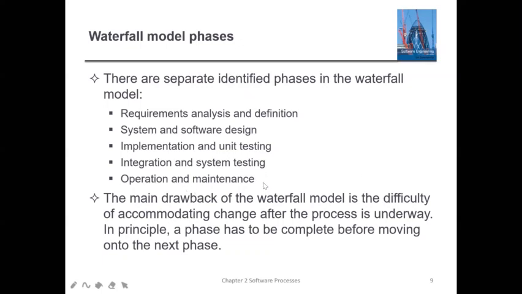Why are most of the companies not agreeing to this waterfall model? Because if there is any change after the process, then it is very difficult to go back and do all the changes for all the processes and give the operations. It is very difficult actually.